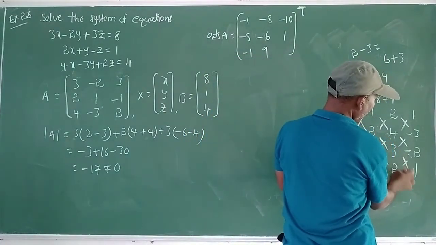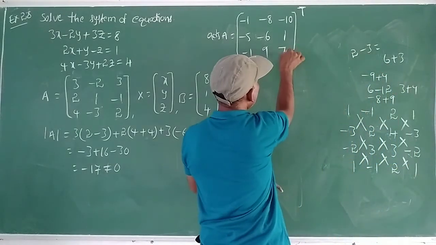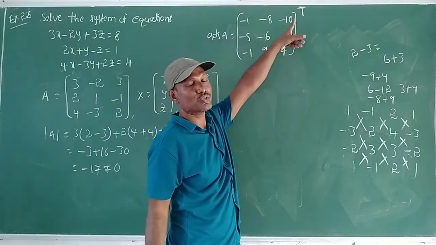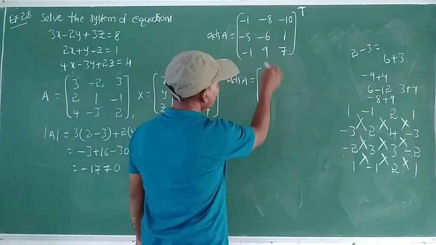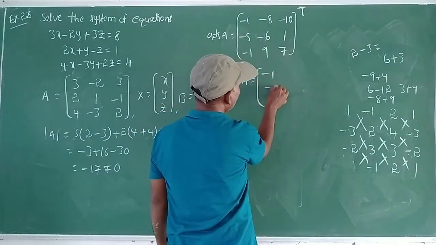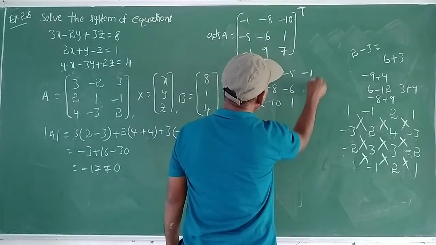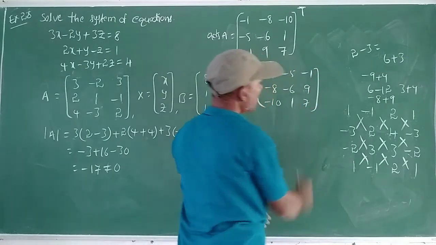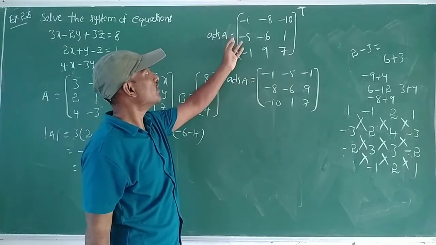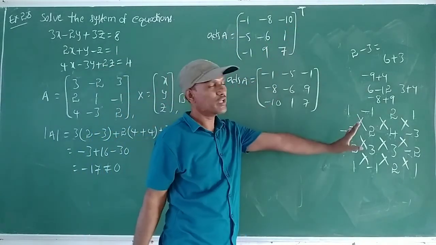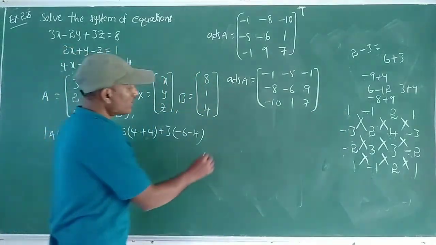Next, 3 into 1, 3. 3 plus 4, 7. But transpose, or change to columns. Adjoint A equal to: first row changes to first column. Minus 1, minus 8, minus 10, minus 5, minus 6, 1, minus 1, 9, 7. This is adjoint. No minus, no cofactors. Direct adjoint. Adjoint A equal to transpose. Follow this method, you will get 5 marks.